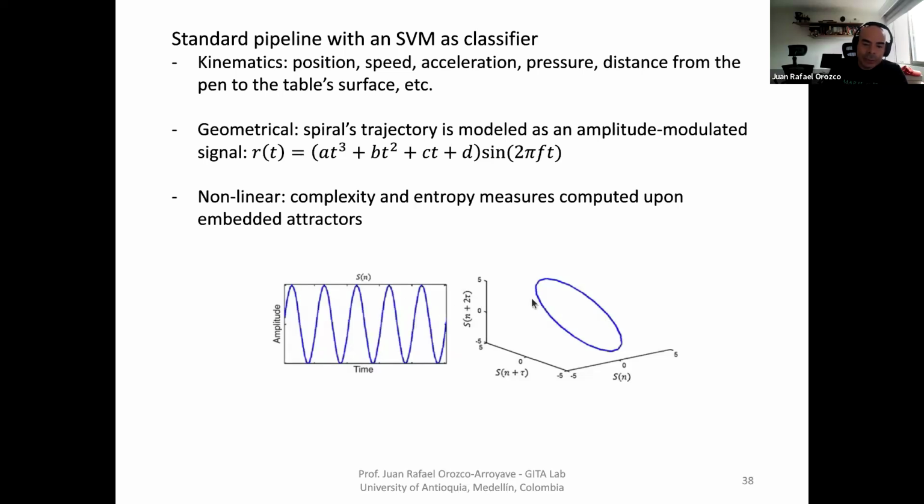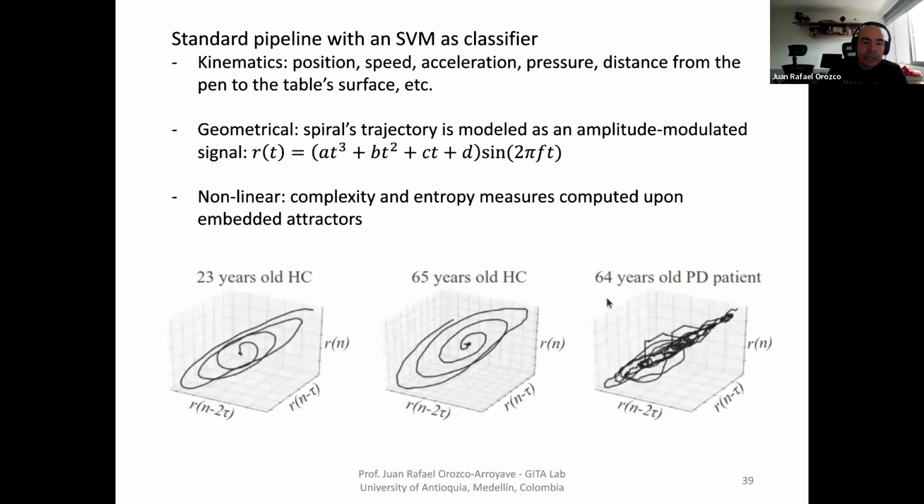And then for a sinusoid, it's a perfect circle, but if you see drawings of a healthy control, you can observe that there is, let's say, a regularity in the drawing. If you see an elderly healthy control, there is also some regularity, but a little bit different compared to the young healthy control. But when you observe a patient, then you notice that the embedding space is contracted and more chaotic, if I may say.